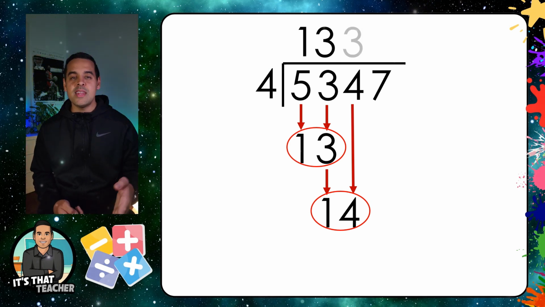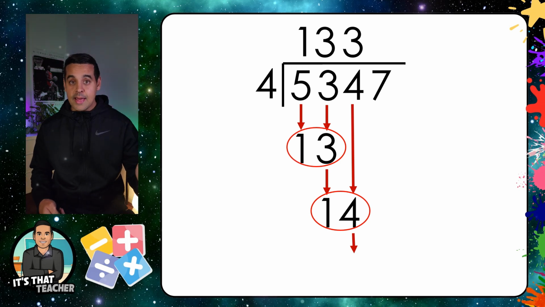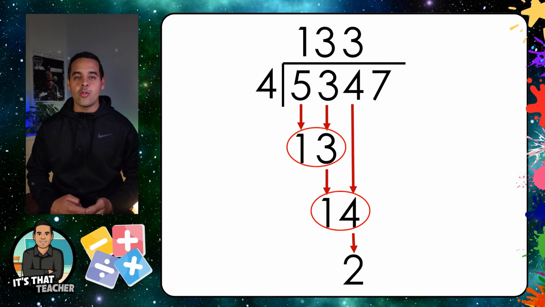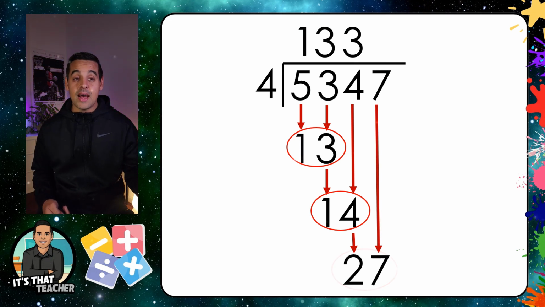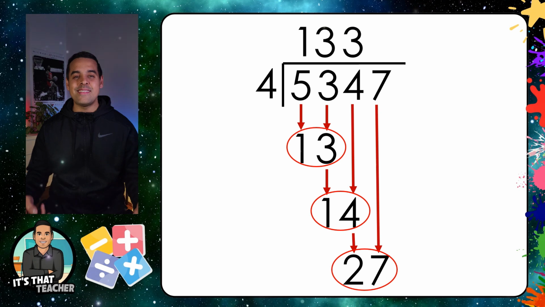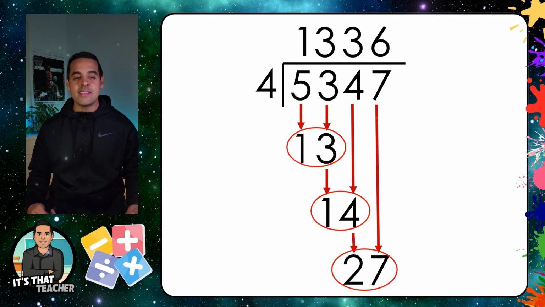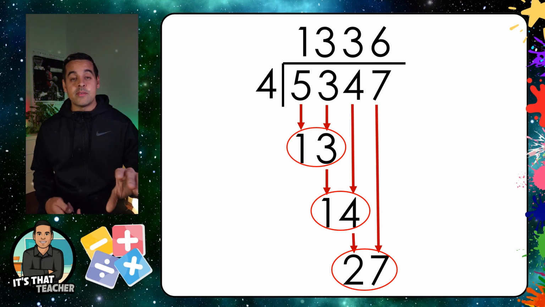Now how many 4s can fit into 14? That would be 3. Remainder, bring it down, remainder 2. Now finally, the 7 in the ones column, or the units column, depending on what country you're in, goes next to our 2, creating 27. How many 4s can fit into 27? That would be 6. Now we've used 24 of the 27 numbers.